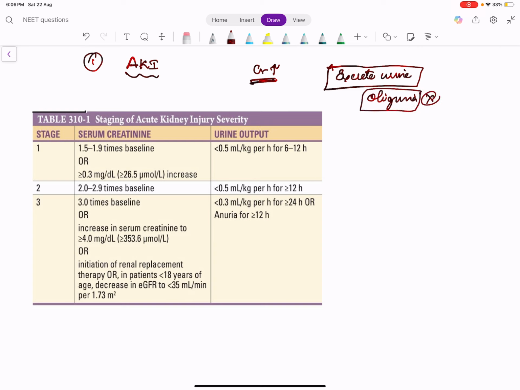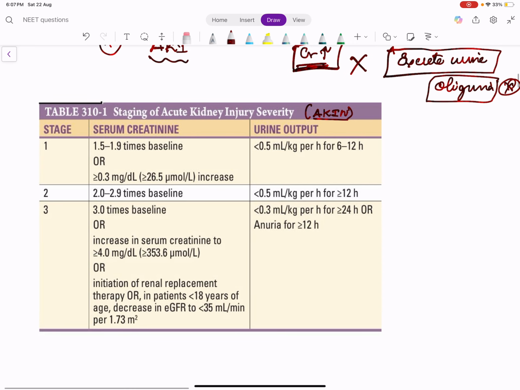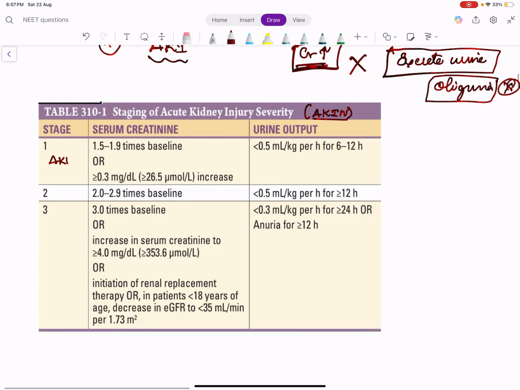Please remember this. In clinical practice, or in scenarios where there is reduced urine output but creatinine is normal, it doesn't mean that the patient doesn't have acute kidney injury. A patient can have acute kidney injury with only oliguria. There is a classification, or staging, of acute kidney injury given by AKIN, the Acute Kidney Injury Network. This is the AKIN classification: AKIN 1, AKIN 2 and AKIN 3.